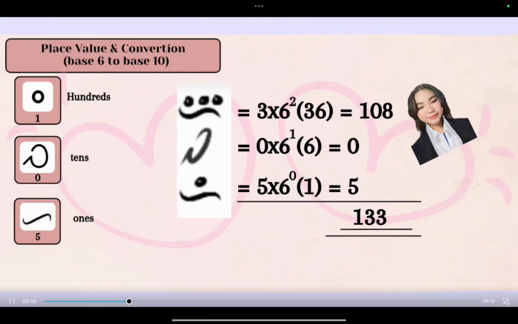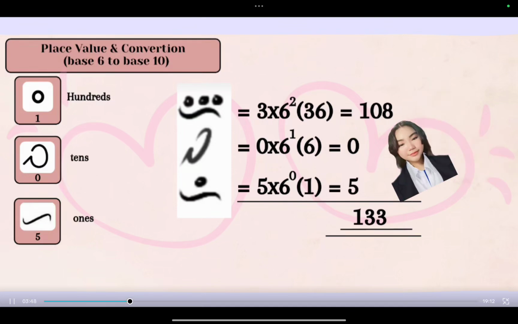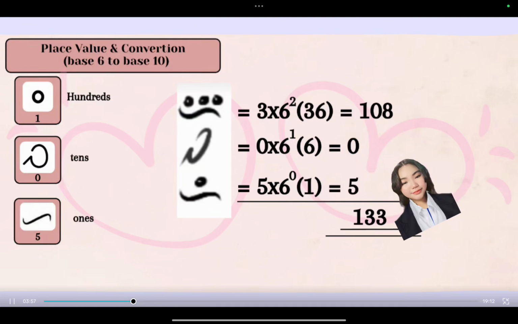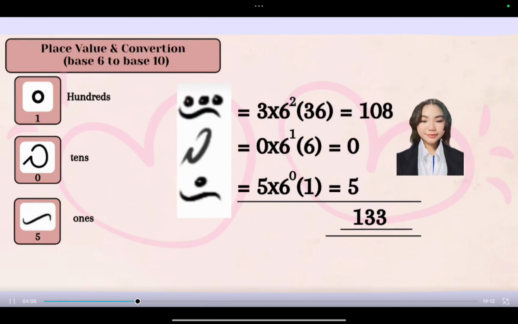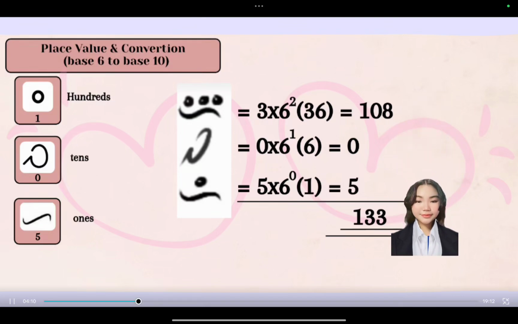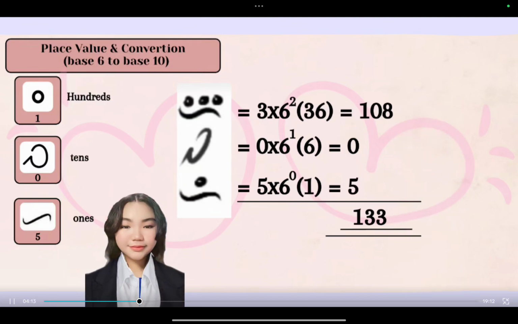For the tens place, 0 is multiplied by 6 to the power of 1, resulting in 0. For the ones place, 5 is multiplied by 6 to the power of 0, which equals 1, resulting in 5. Adding these results together, 108 plus 0 plus 5 give us 113. Therefore, the base 10 equivalent of 305 in base 6 is 113.